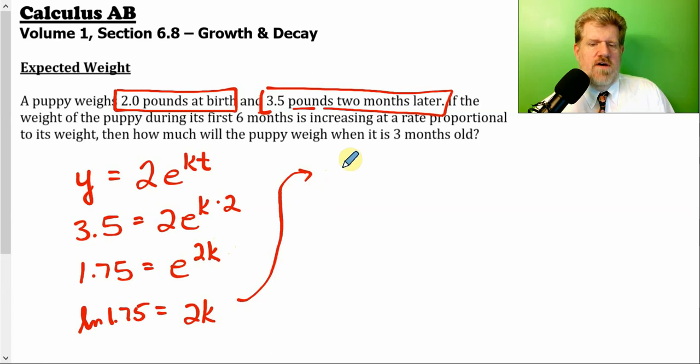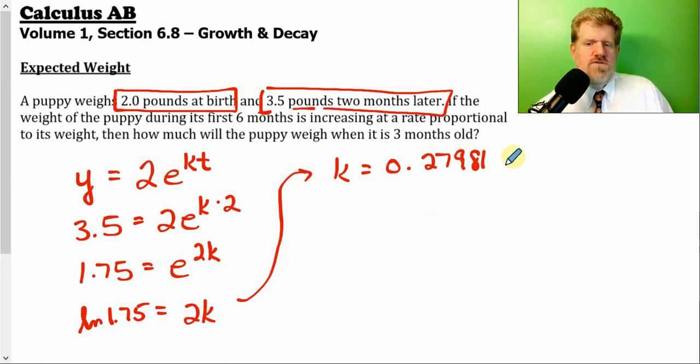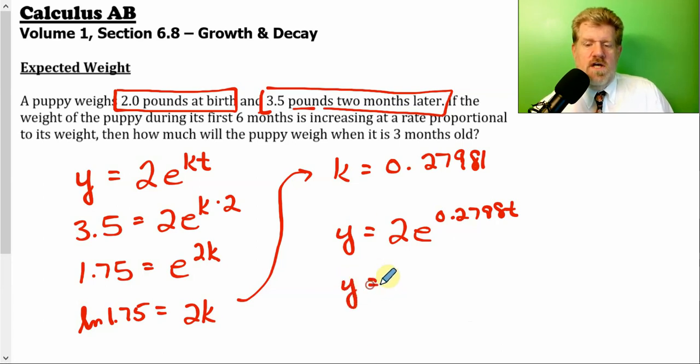So that my k value is, I'm going to use a decimal this time. We could say natural log 1.75 over 2, or we could estimate it. Sometimes it's nice to see the k value because, first of all, the k value is positive, so you know the puppy's increasing, and the k value is 0.279. So our equation for this particular puppy would be this.